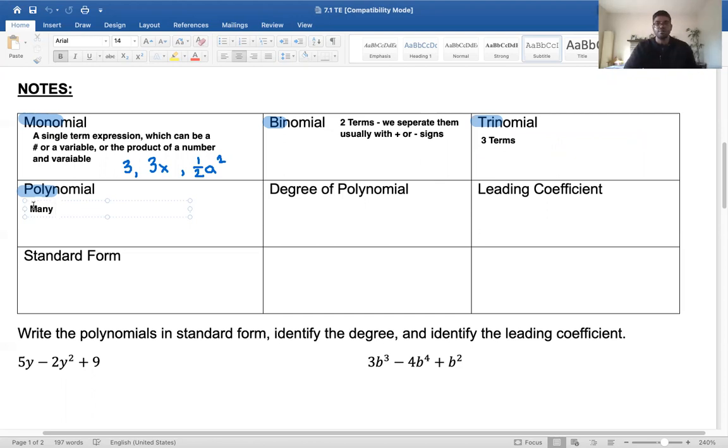Now, binomials and trinomials are just special types of polynomials. So when you have more than one term, anything that's more than one term is going to be considered a polynomial. But a binomial is a special type of polynomial. So I can go back here and say that a binomial is a polynomial with 2 terms. A trinomial is a polynomial with 3 terms.